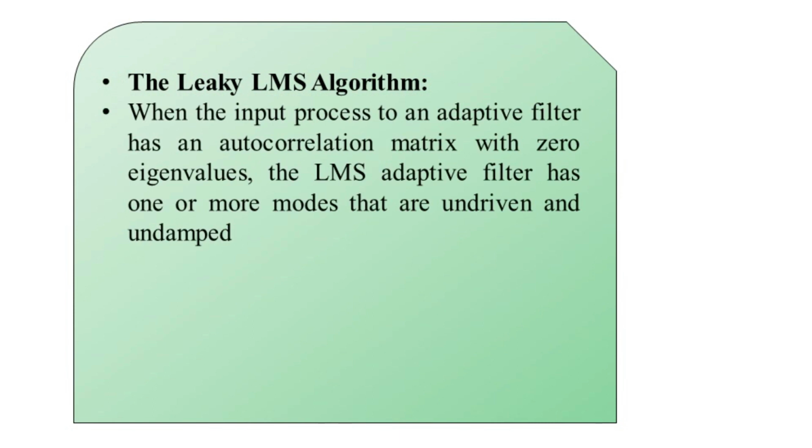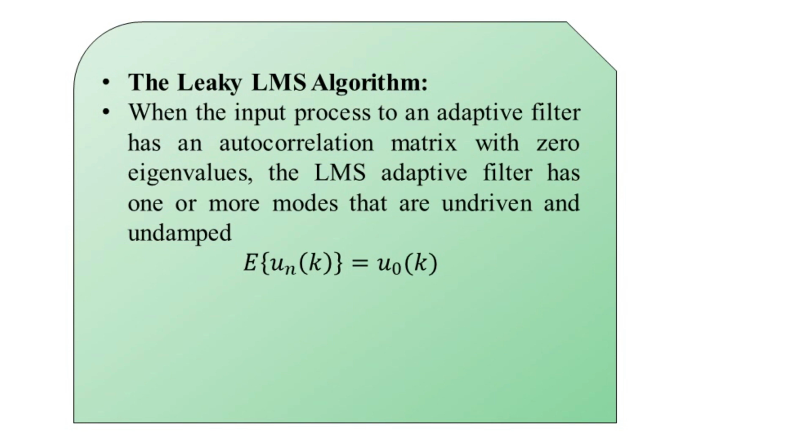So let us, for example, see that if we have lambda suffix k equal to 0, this is the representation for the eigenvalues. At that time the expected value of u suffix n of k will be equal to u suffix 0 of k. So this does not decay to the value 0 with n. Since it is possible for these undamped modes to become unstable, it is quite important to stabilize the LMS adaptive filter by forcing these particular modes to the value 0.